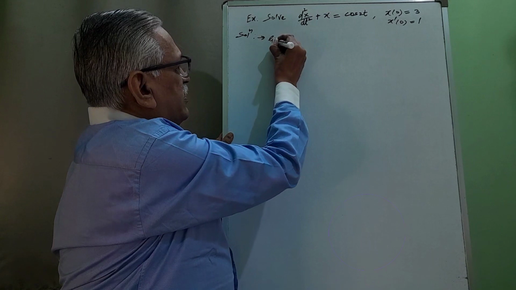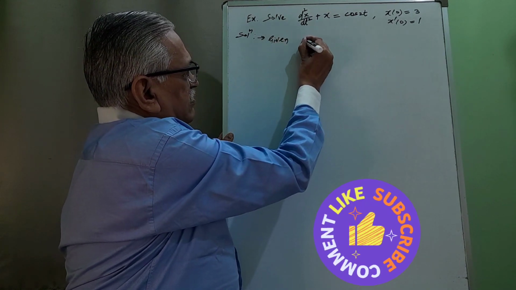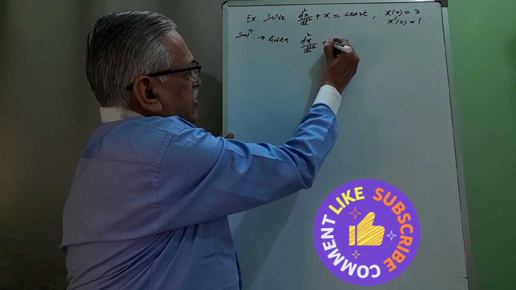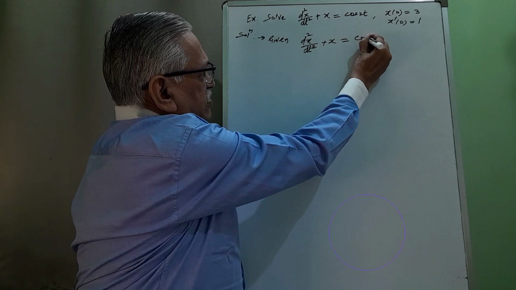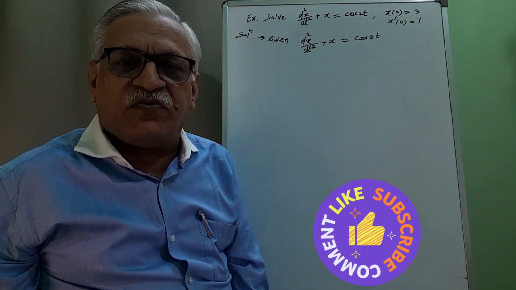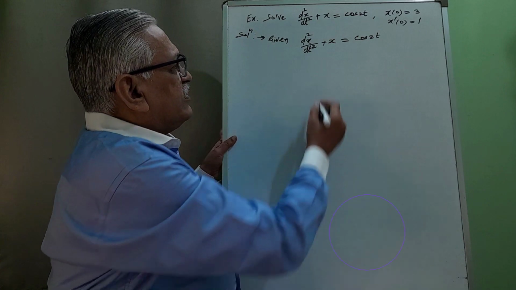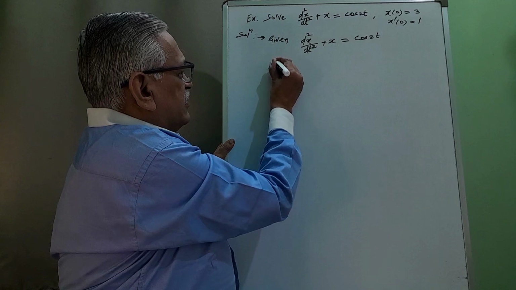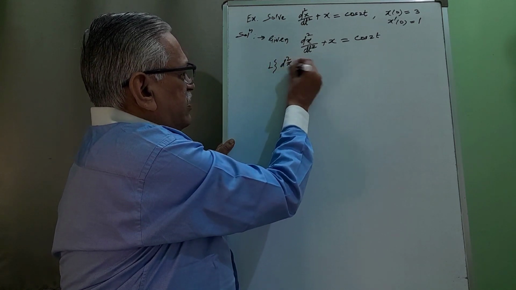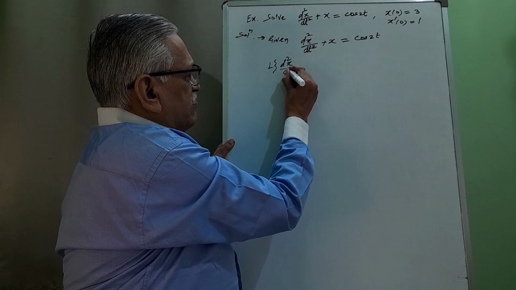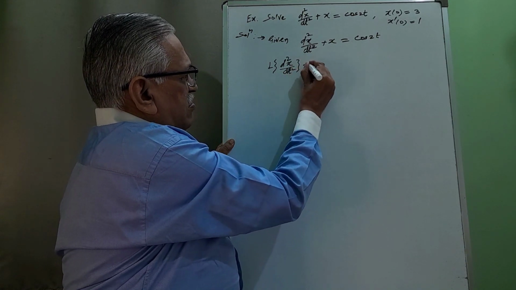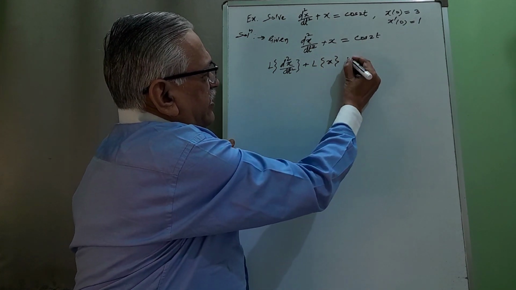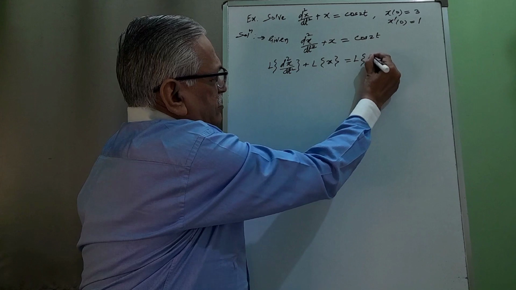And therefore the given differential equation is d2x by dt square plus x is equal to cos 2t. For better understanding, watch the video up to end. Therefore, first step is the Laplace on both sides. Laplace of left hand side is Laplace of first term d2x by dt square, second order derivative, plus Laplace of x, and that is equal to Laplace of cos 2t.